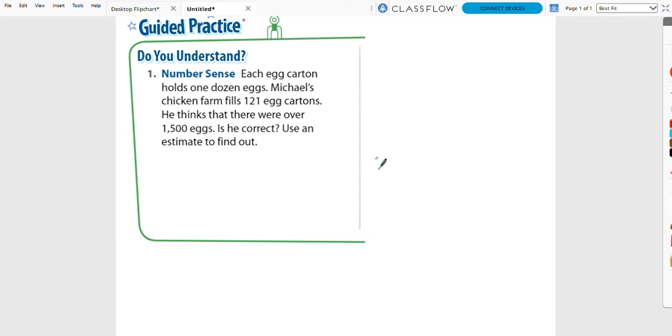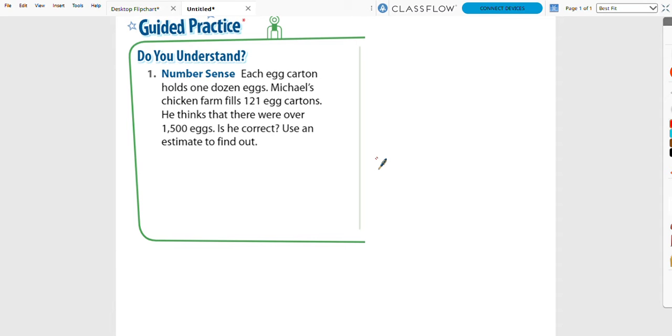Just going to talk about why we use estimation sometimes to find products. And it goes back to what I've been saying: math this year is about really understanding. It's not just doing the calculations, it's really thinking about the situations. So this is number 1 on page 121 of this lesson, which is lesson 3.2, if you need that reference.